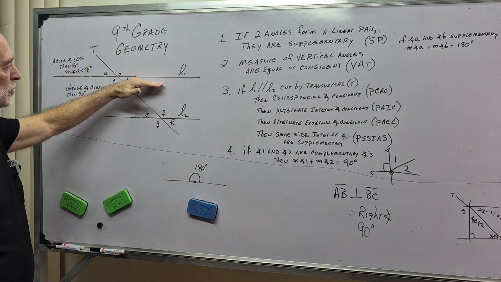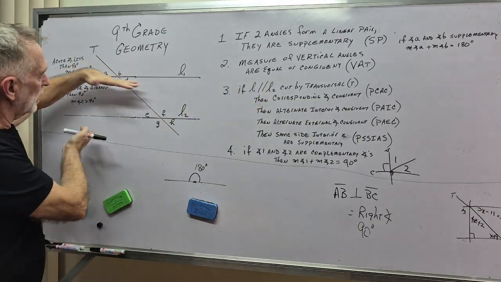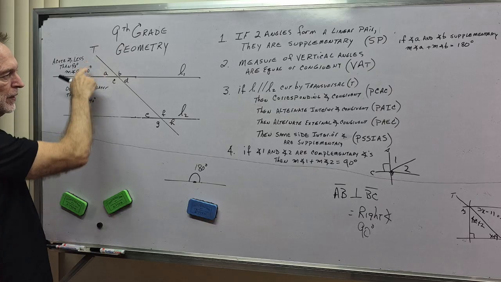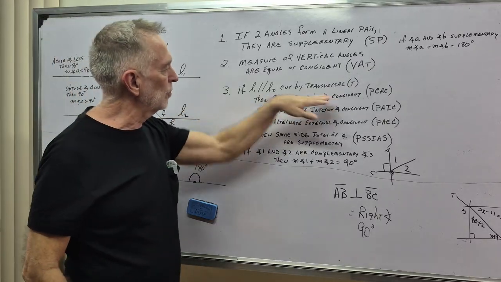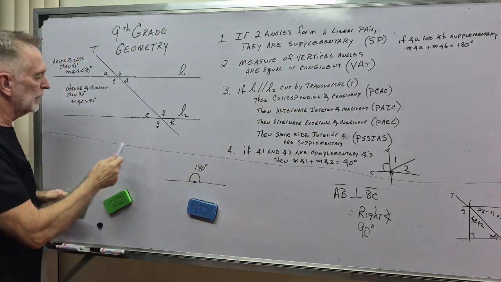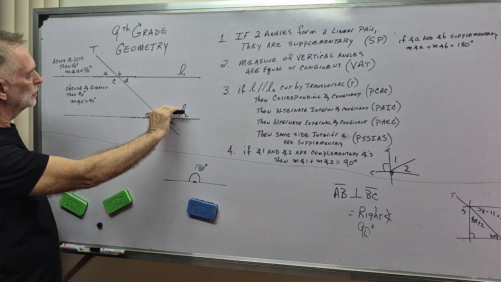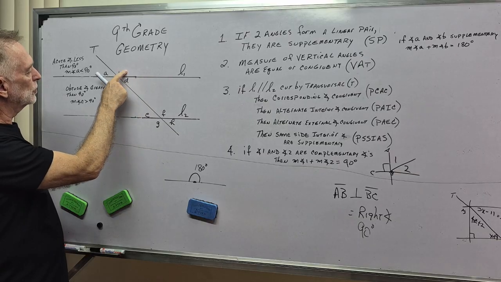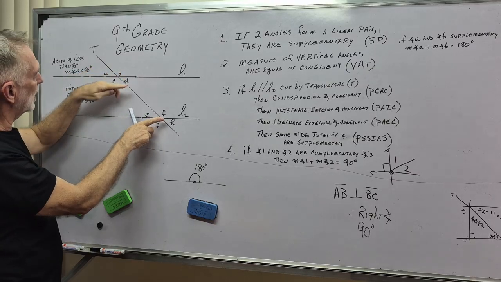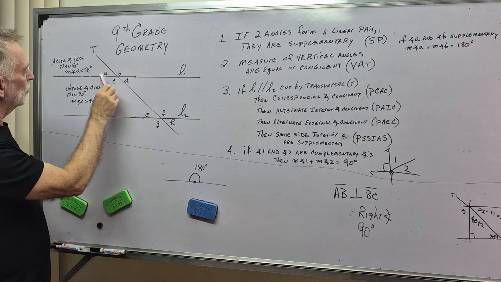If line 1 is parallel, that's what that symbol means, to line 2, if those two parallel lines are cut by a transversal, we're calling it T, then the corresponding angles are congruent. What's a corresponding angle? B and F would be corresponding angles. They're on the same side of the transversal, and you can see this one's above that line, this one's above the line, and they're both on the same side. Okay?